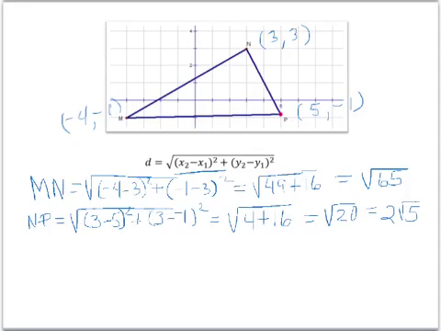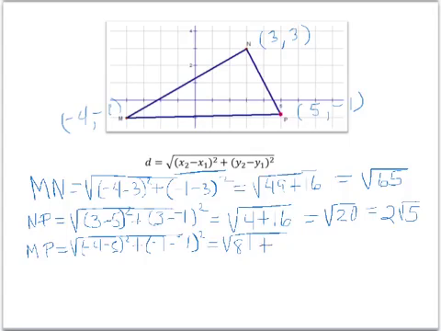Next and last, the distance from M to P. That's going to be the square root of the difference in the x coordinates, -4 minus 5, quantity squared, plus the difference in the y coordinates, -1 minus a -1, quantity squared. That yields 81 plus 0 squared, which is 0, and that's square root of 81, which is 9.